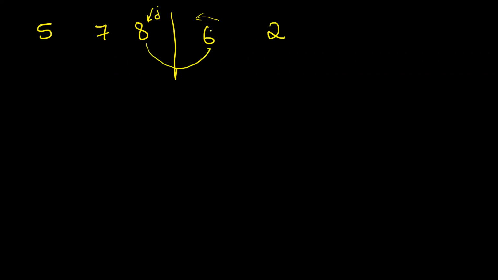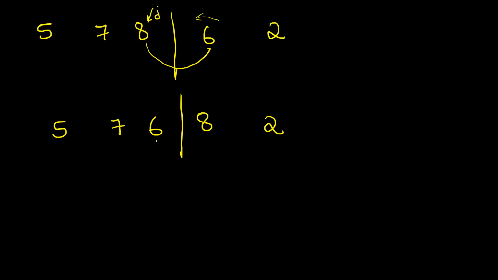Yes, I have changed the numbers, right? 3 2 ke jagah 6 2 le liya. Okay. So 8 is greater than 6. So I perform a swapping. Selection sort is opposite of bubble sort, right? Kind of, not exactly opposite, I would say. This is not opposite. The basic intuition is different here, right?